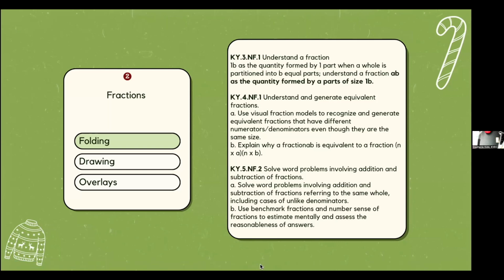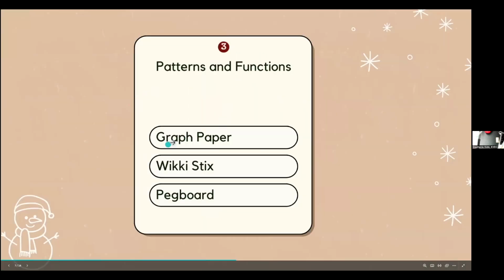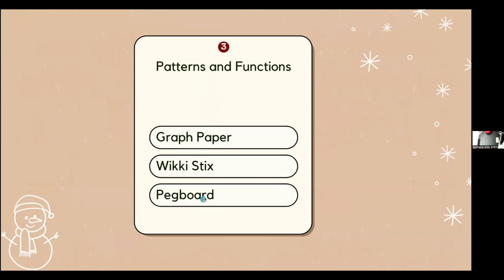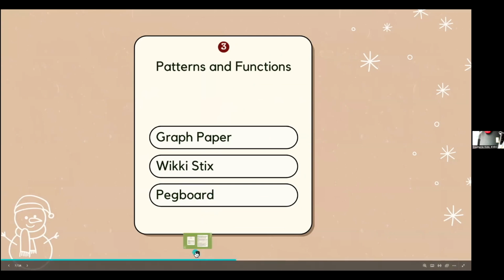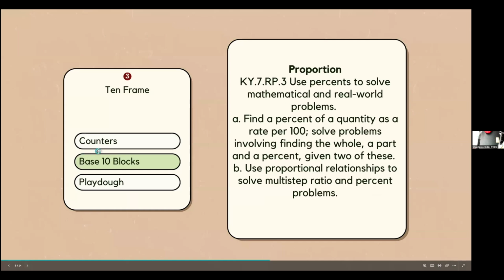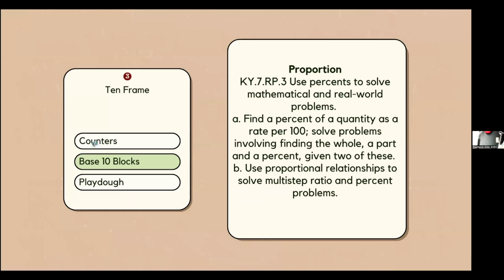And our next thing that we're going to talk about is patterns and functions, graph paper, wiki sticks, pegboards. All of those are a great, wonderful way to start to show those. Again, Amplify also has some things on there, and you can use any of those. So another thing with proportions we can use is our base 10 blocks, right? You can use base 10 blocks for proportions. You can use counters. You can use Play-Doh.